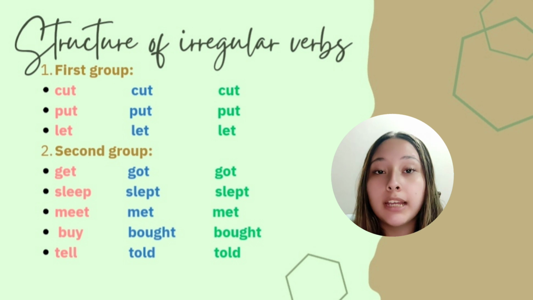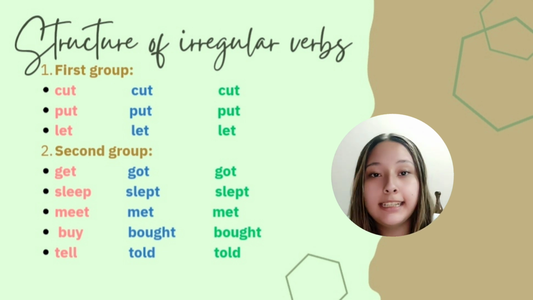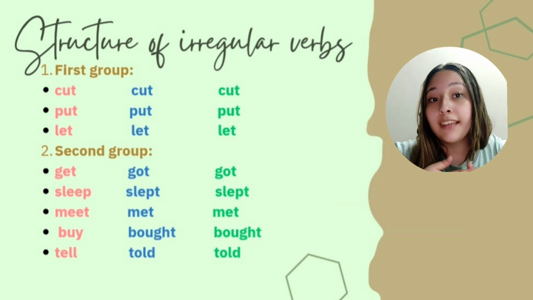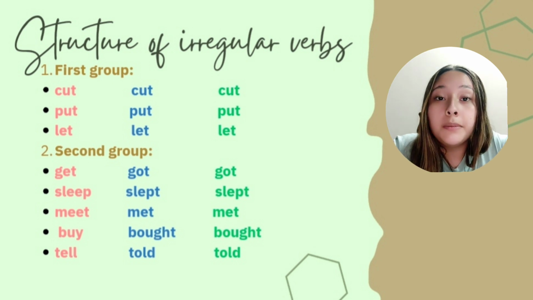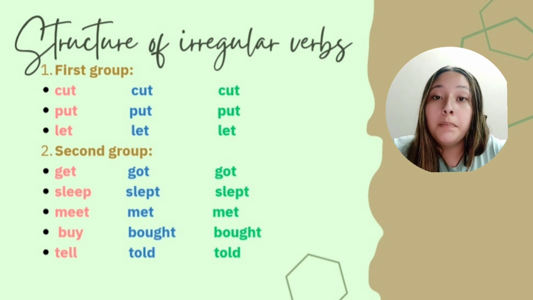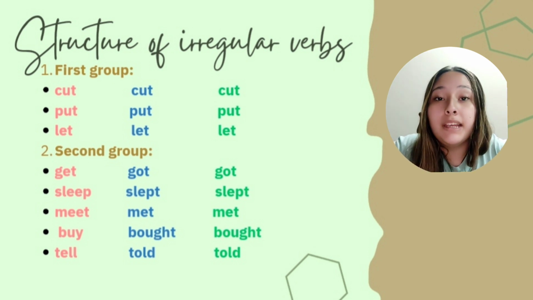For example, cut, cut, cut. Put, put, put. Let, let, let. Now the second group. The second group are those verbs that the simple past and the past participle are the same, but the base form is different.